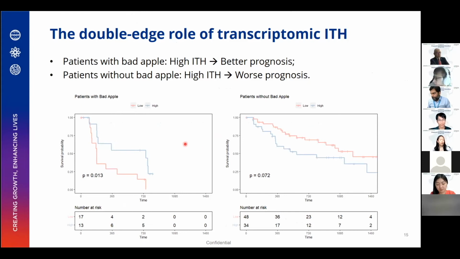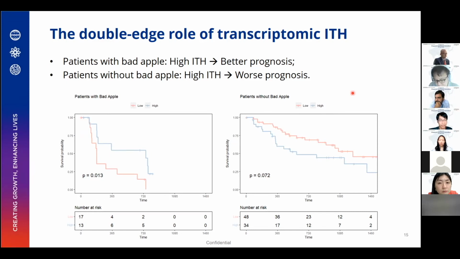So how to understand that is that the bad apple is really driving the worst survival. Thus, if you have a lower transcriptomic ITH here, it means that almost all of your tumor parts are of bad apple profile. Thus, it tends to be much worse compared to those that contain some other non-bad apple subtypes. Whereas in patients without bad apple, the patients with higher heterogeneity might have a higher chance to evade the immune system, or might migrate to other sites to have recurrence. So heterogeneity works very differently among patients with bad apple and without.